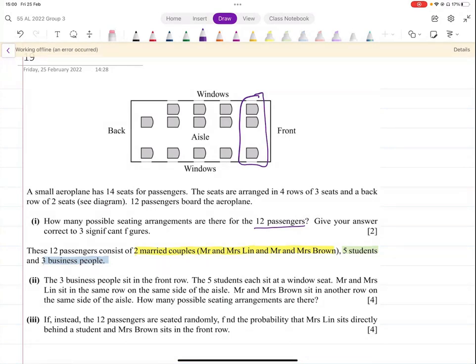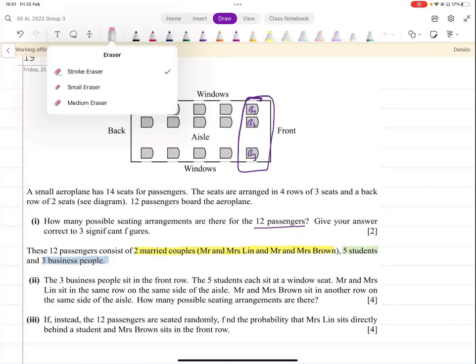You can't have anyone else in these front seats. Because so, ye sabse pehle, inko aap sabse pehle place kar denge, you know ke achha, B1, B2, B3, they have to come in the front row. Okay? So that's decided. So that's something that we don't have to worry about anymore. We have already placed these business people here.